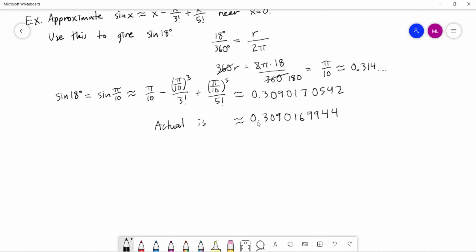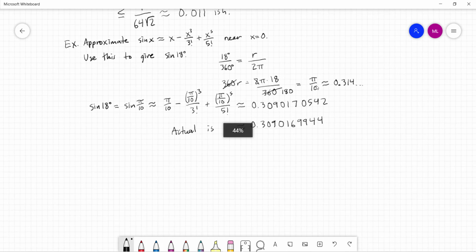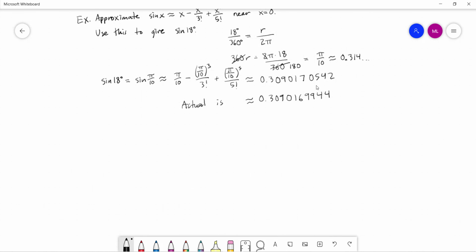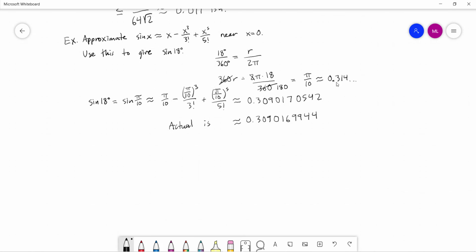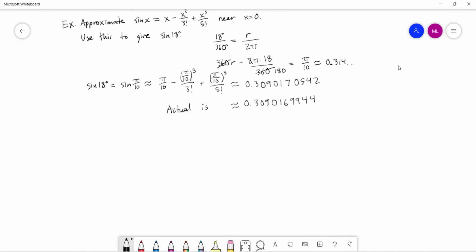How would we know without having a calculator to spit this number out? How would we know how close we were here? Well, we could figure out our error. So let's say that in this case, because we're approximating a value that's a little more than 0.3 away from x equals 0, this is our approximation near x equals 0. We're not exactly at x equals 0. We didn't plug in sine of 0 degrees. We plugged in sine of 18 degrees. So we're a distance of about 0.3. Let's just say 0.4 to be safe.